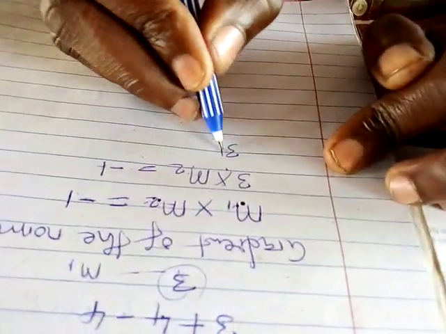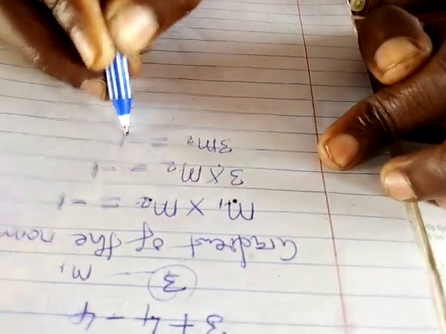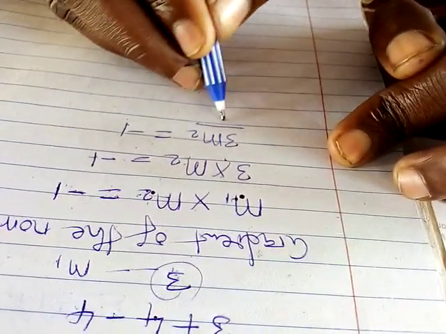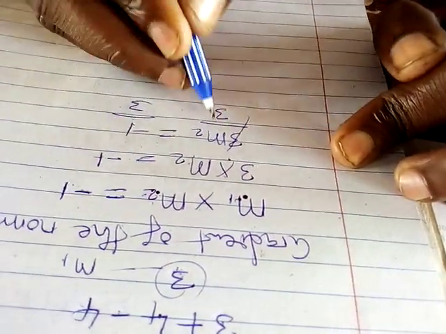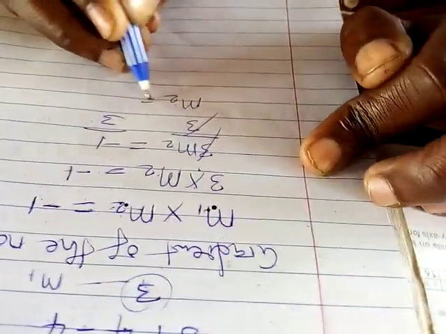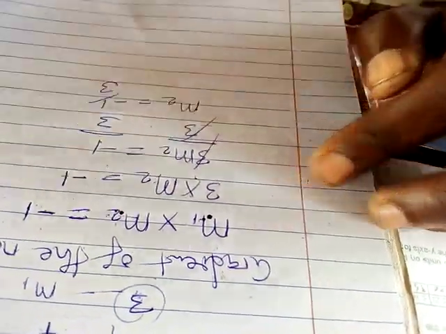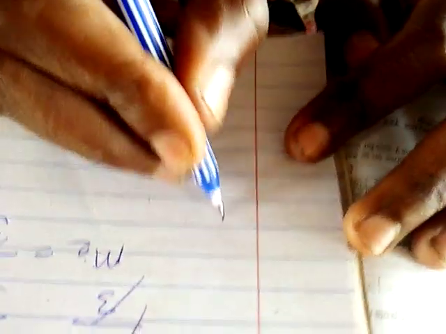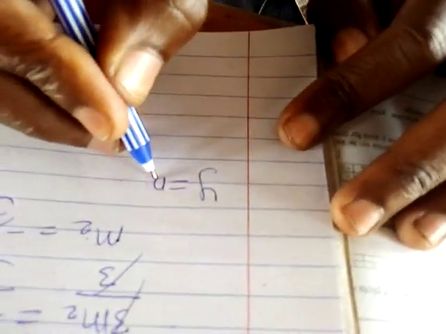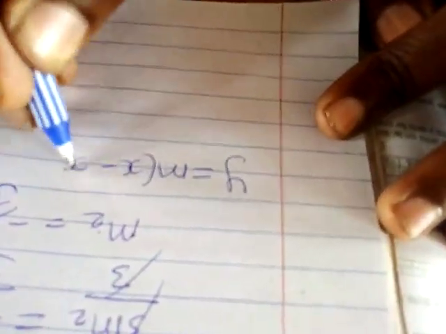3 times M2 is 3M2, which is equal to negative 1. We want to remain with M2, so we divide both sides by 3. The 3s cancel, and we remain with M2 equal to negative 1 over 3. Once we do this, we come up with the equation y is equal to m(x minus x1) plus y1.